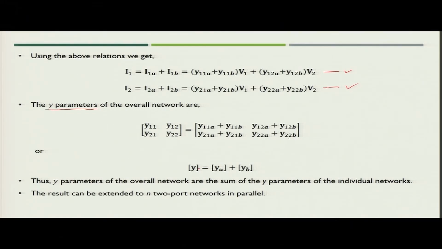So, in short we can write that the y parameter matrix of the overall network is the summation of the y parameter matrices of the individual sub networks. So, the y parameters of the overall network can be calculated by summing the individual y parameters of the individual networks. Now, again this can be extended to any n number of two port networks which are connected in parallel.